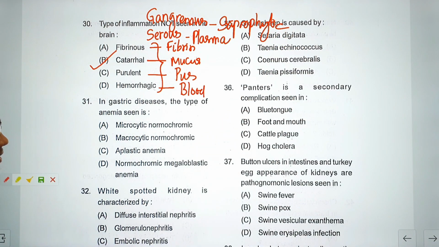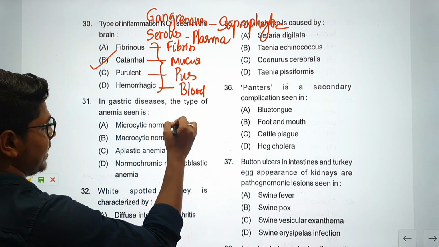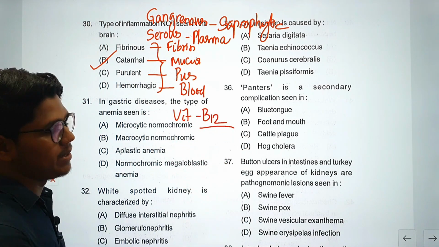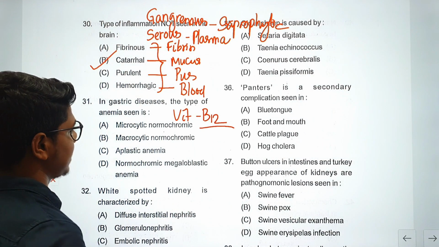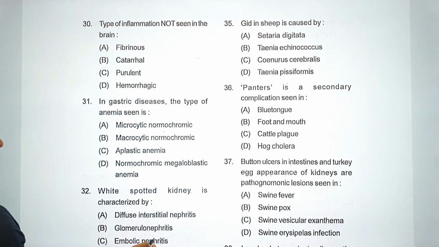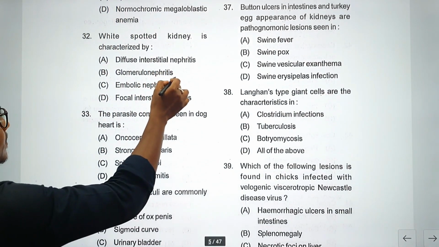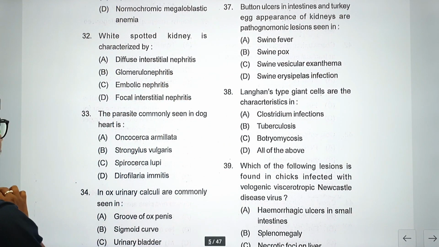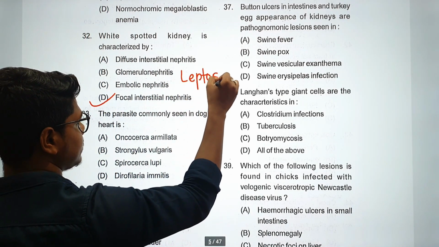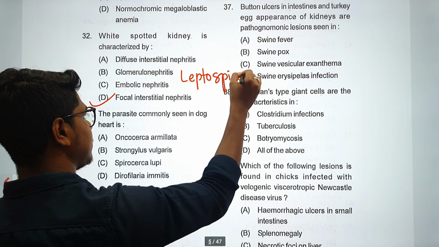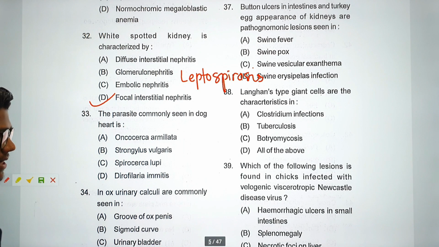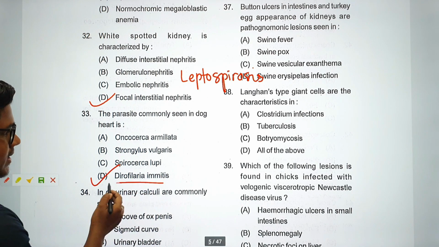In gastric disease, the type of anemia: in gastric disease you will find vitamin B12 or cyanocobalamin deficiency. Under the deficiency of vitamin B12, the cells become larger, macrocytic normochromic anemia. White spotted kidney is characterized by focal interstitial nephritis, which is found in the disease leptospirosis. The parasite commonly seen in dog heart is Dirofilaria immitis. Very common question, Dirofilaria immitis.